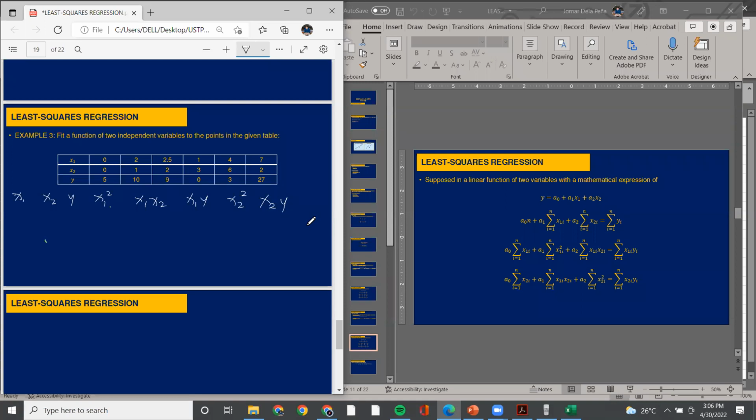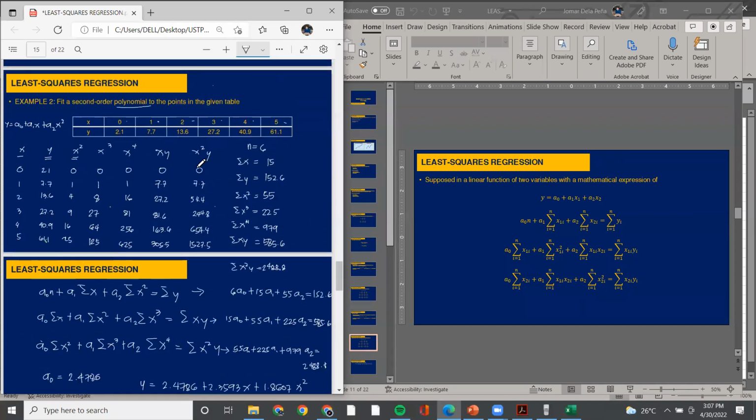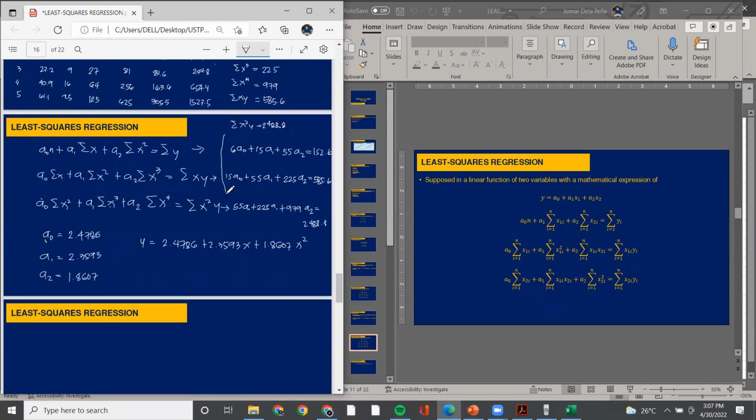Okay? So these are your data points, the data you will compile. Then the summations of these we put into the summation terms. Once we input the values of the summation of x sub 1, summation of x sub 2, we get the result. You can use the calculator or matrix, the Gauss elimination with back substitution.